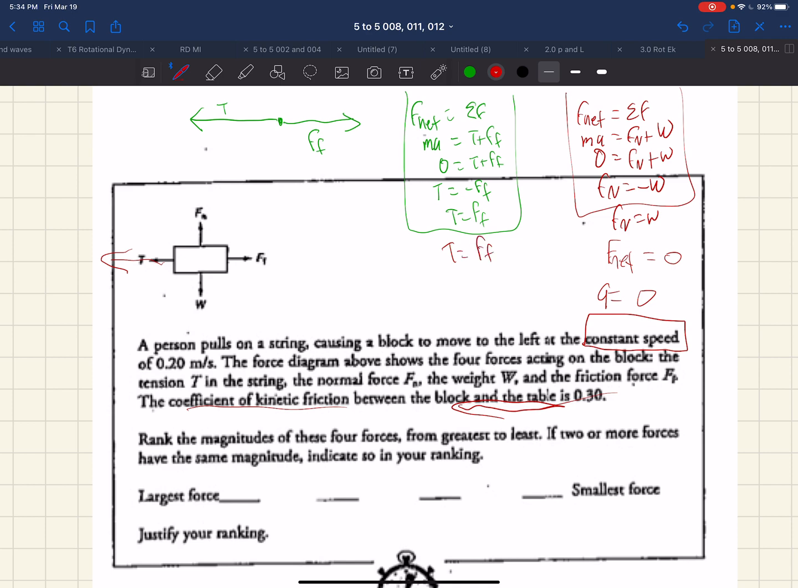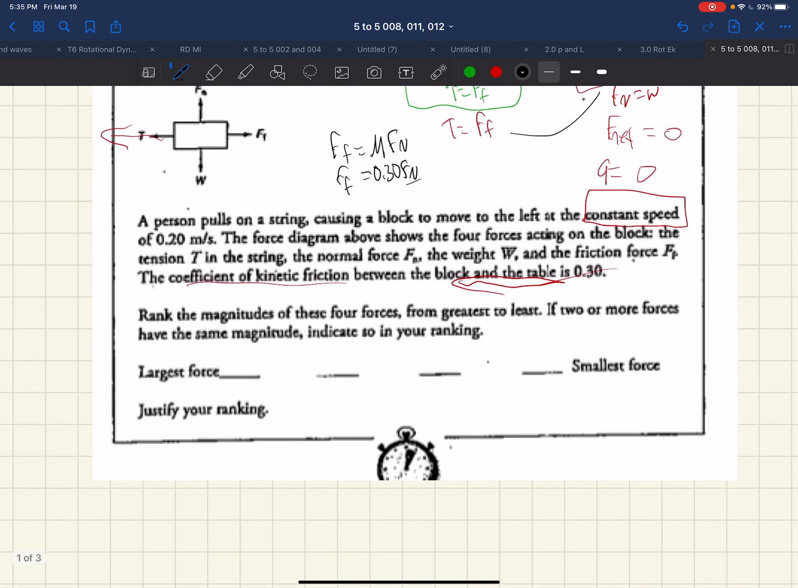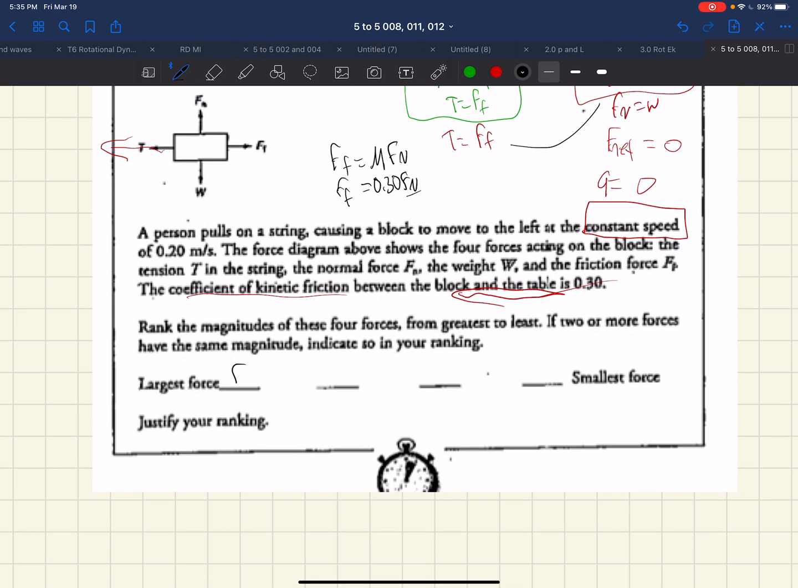But how do they compare to each other? The connection between these 2 sets of equations is through the friction. Force of friction is mu Fn, and the mu, we are told, is 0.30. So if the normal force is 1, the force of friction is 0.3. Therefore, the normal force must be larger than the force of friction. So then, we have force normal is equal to the weight, which is greater than the tension, which is equal to the force of friction.